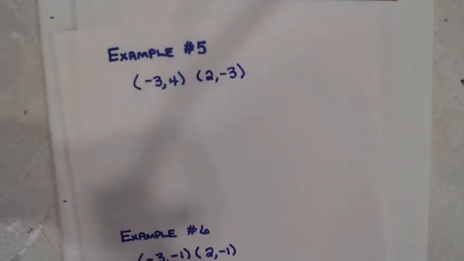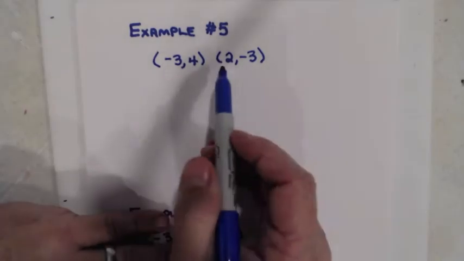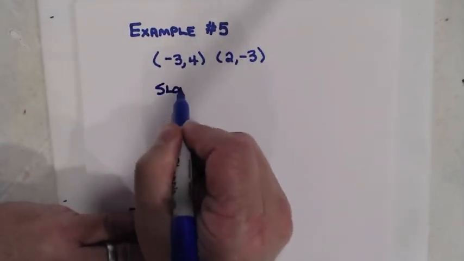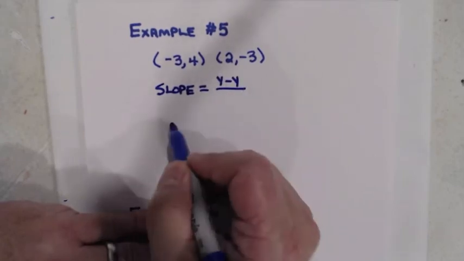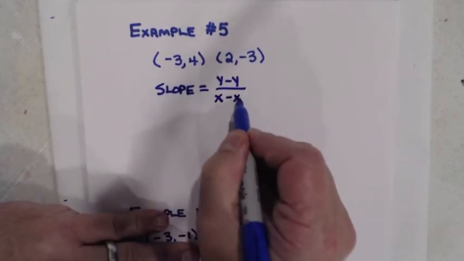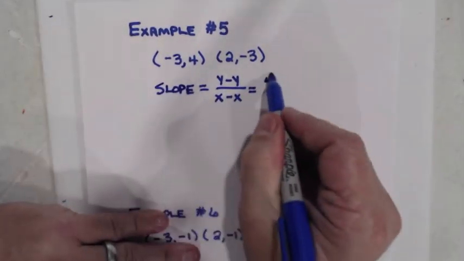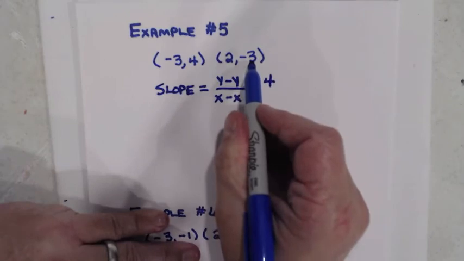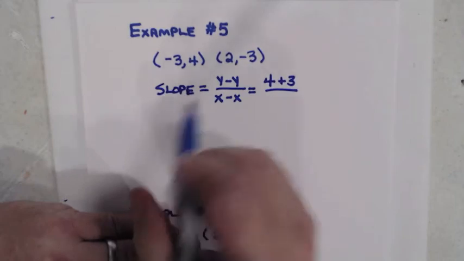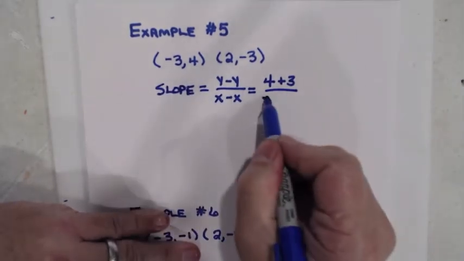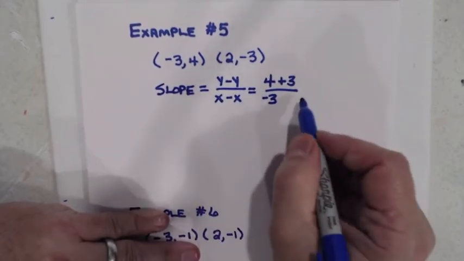Example number 5. I need to find the slope of the line that goes through these 2 points. Again, to find the slope, you take your y's, subtract them, put it in the top of the fraction. Take your x's, subtract them, put them in the bottom of the fraction. My first y is 4, and the opposite of my next y, positive 3. What's the opposite of negative 3? Positive 3. My first x, negative 3. The opposite of my next x, what's the opposite of positive 2?